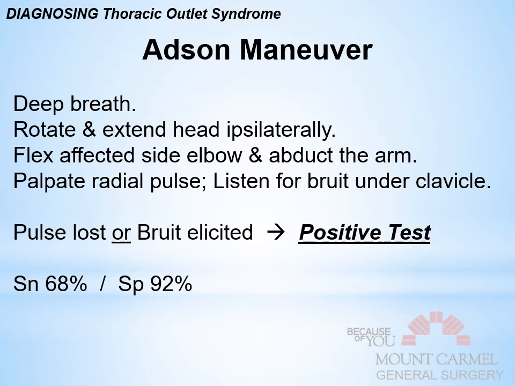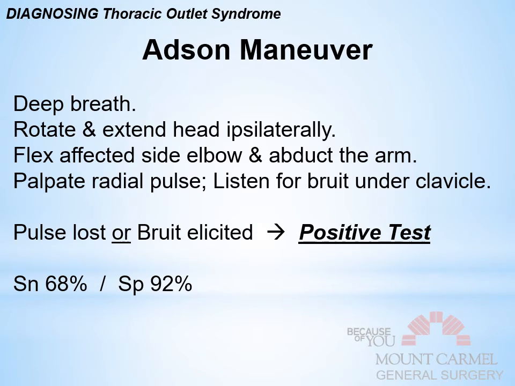Next is the Adson maneuver, and this is where the patient, everything says you start by taking a deep breath, but you rotate and extend the head ipsilaterally, flex the affected side elbow, and abduct that arm. So flex the elbow, abduct the arm backward, and then you wait to see if the patient loses their pulse or has a bruit elicited.